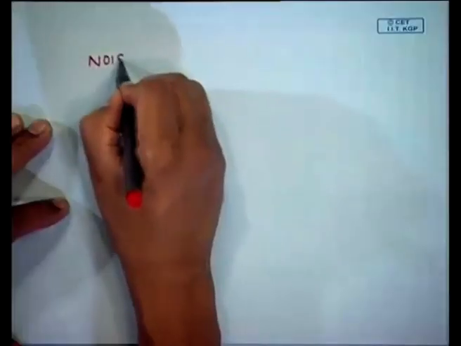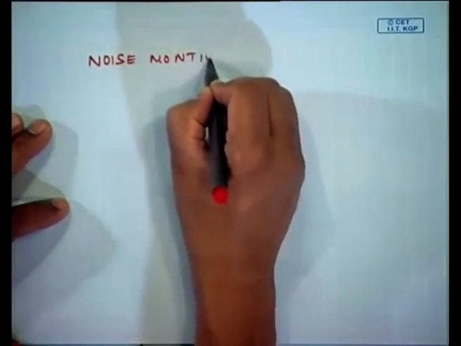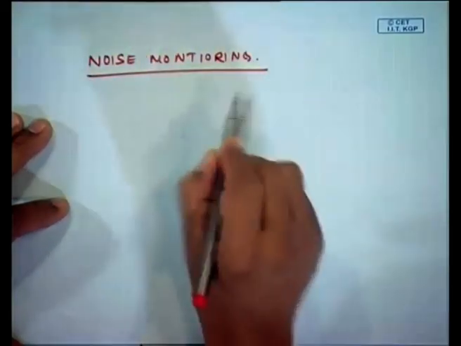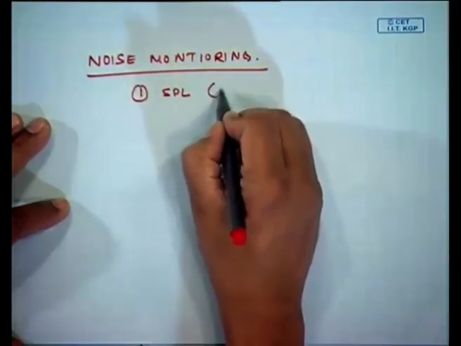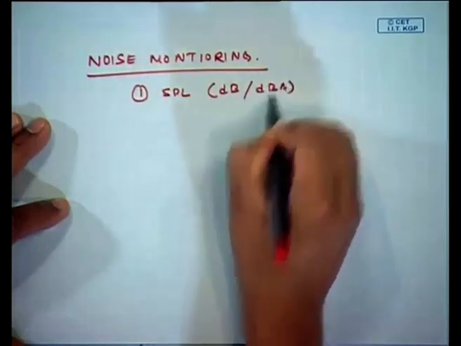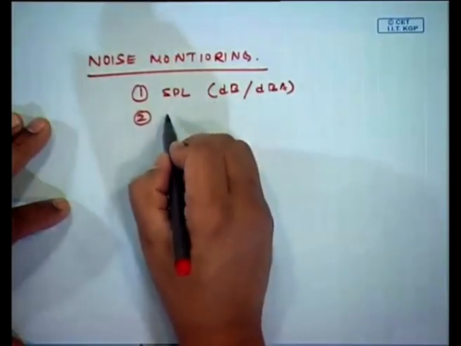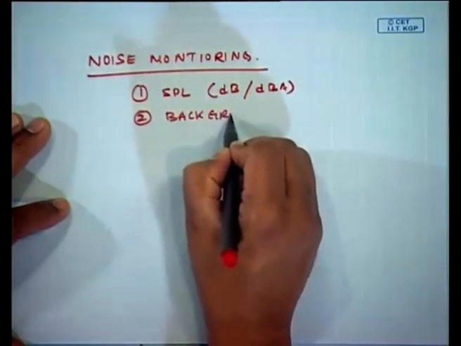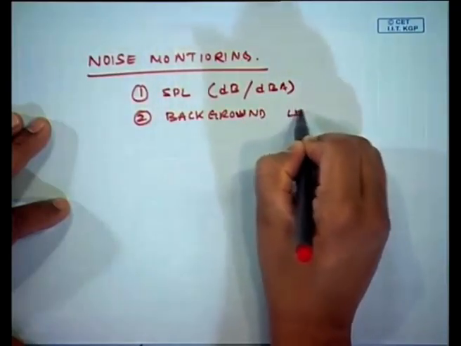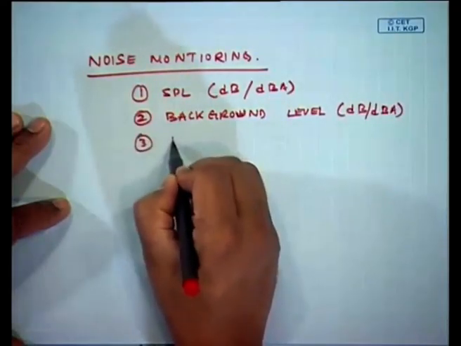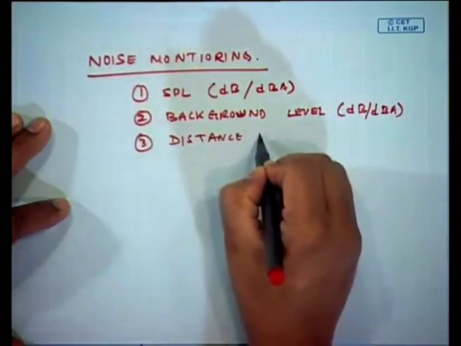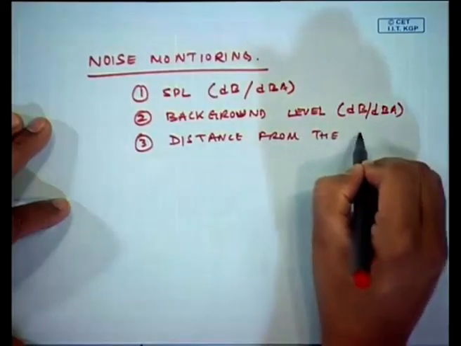Okay. Now, let us talk about the acoustical measurements. So, if in noise monitoring I have to ensure what of equipment or machine, what are the things I have to report? One is the SPL level, either in dB or dBA. Next is the background level, dB or dBA. Very important is the distance from the source.